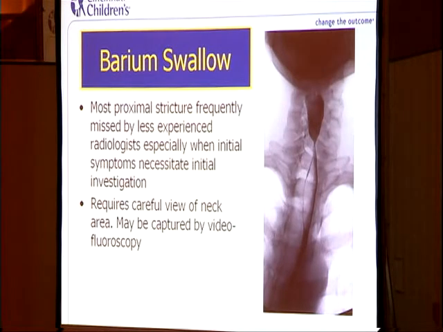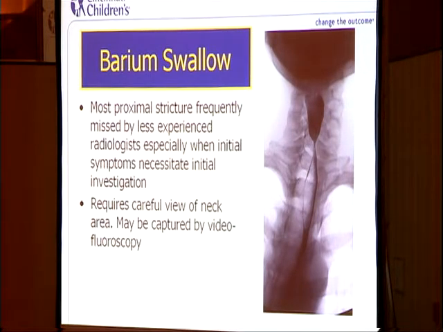The reason it is important to understand where most of the strictures are located is that when the radiologists do the barium swallows, in many institutions they're looking from the clavicles down, not from the clavicles up. And so we have had a lot of our patients come to us with severe dysphagia, inability to eat, and a reportedly normal barium swallow.